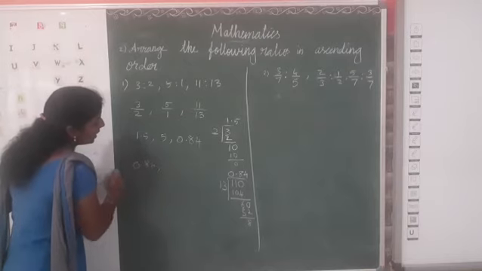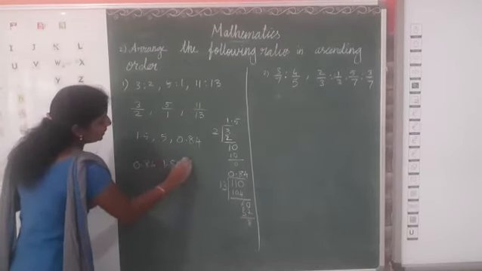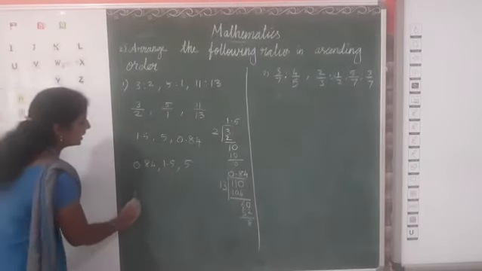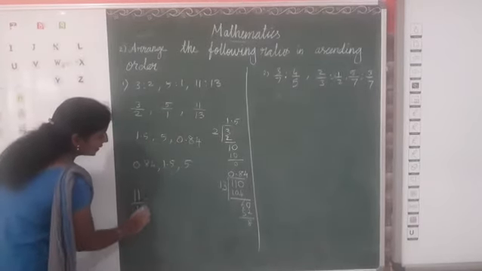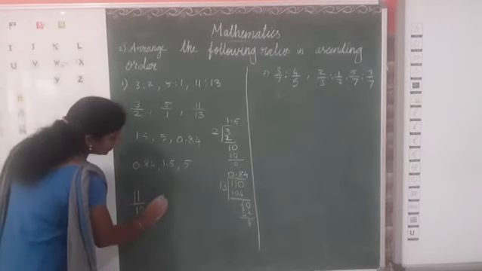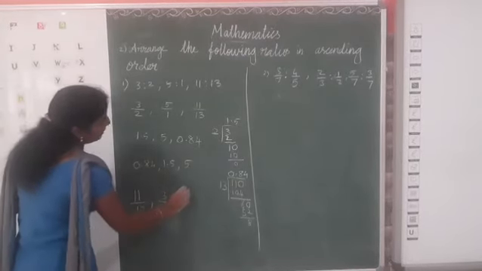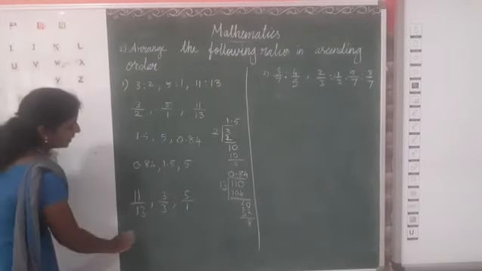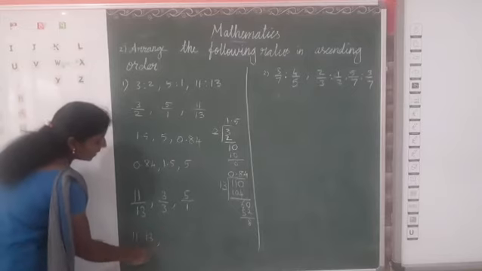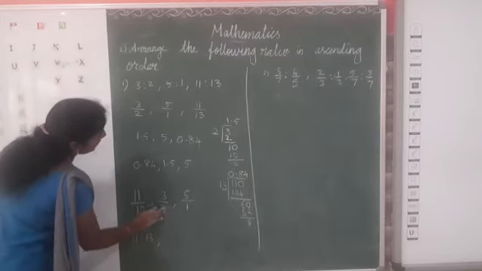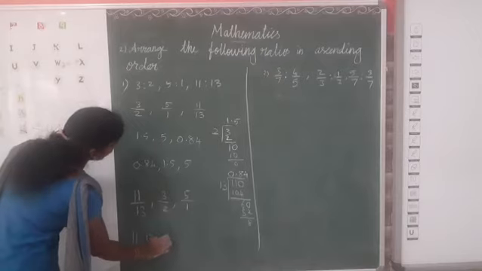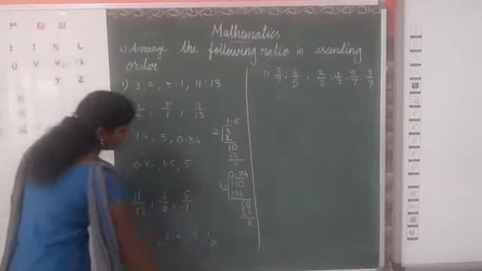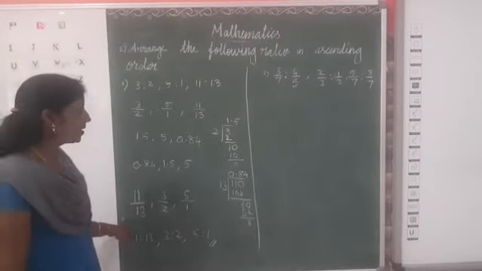Now listen, in ascending order, 0.84 is the smallest, next 1.5, then 5. So first we write 11 by 13, then 3 by 2, then 5 by 1. In ratio form: 11 is to 13, 3 is to 2, 5 is to 1. This is the ascending order.